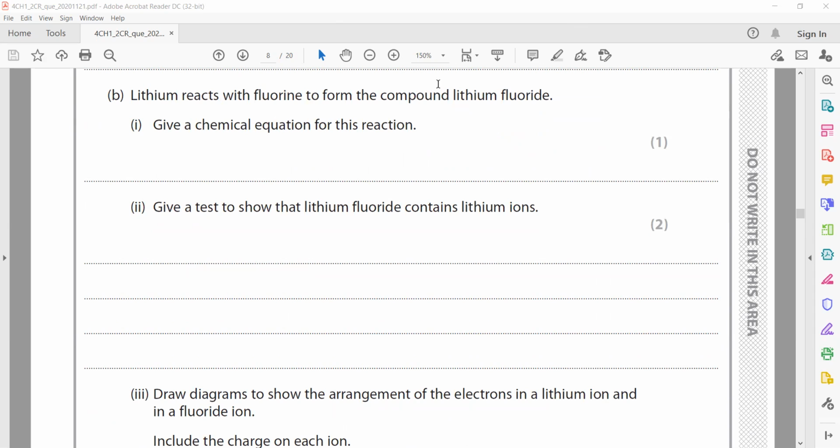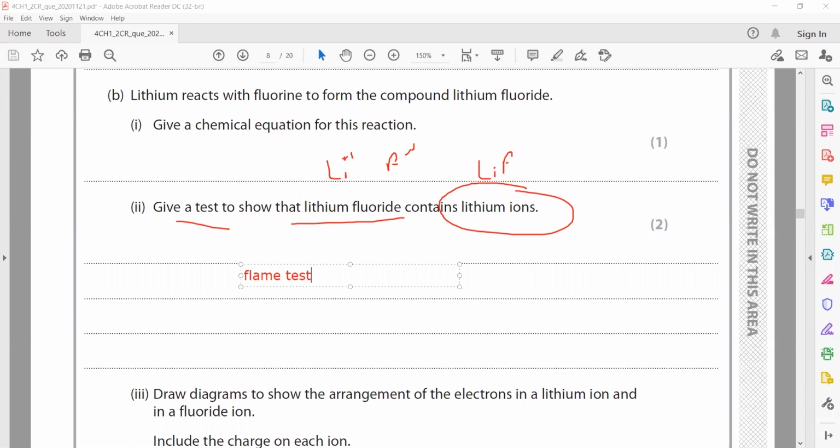Lithium reacts with fluorine to form a compound, lithium fluoride. Write a chemical formula. Lithium belongs to group 1, plus 1, fluorine group 7, minus 1. So lithium fluoride will be LiF. Give a test to show lithium fluoride contains lithium ions. So for the test for the lithium ion, we can carry out a flame test, and with lithium it is a red flame.